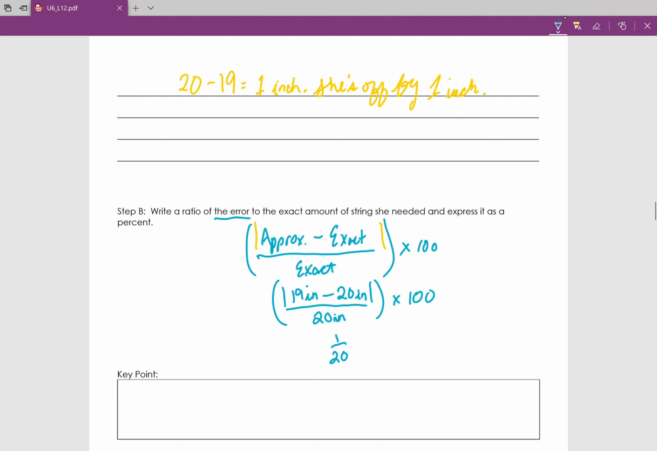They asked for the error to the exact amount of string she needed. It's 1/20. And lastly, we need to multiply it by 100. And we all know I love to cross simplify, so we're going to do that. 20 divided by 20 is 1. 100 divided by 20 is 5. And we get 5% error.